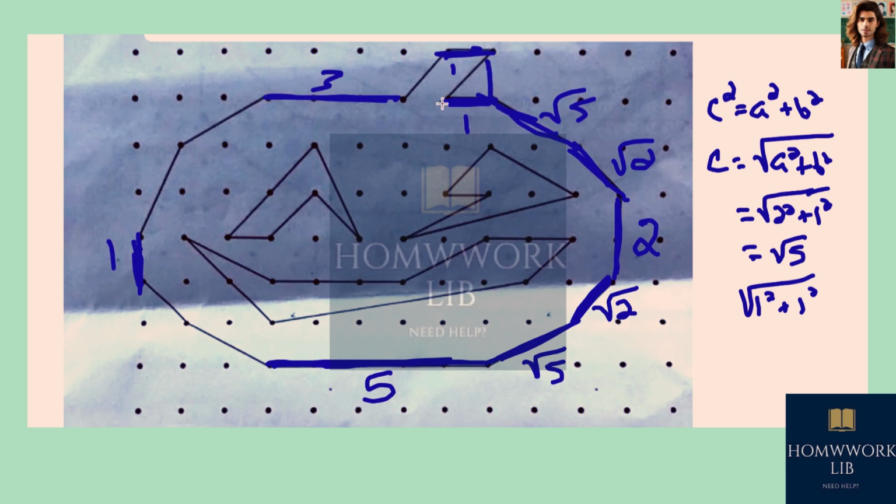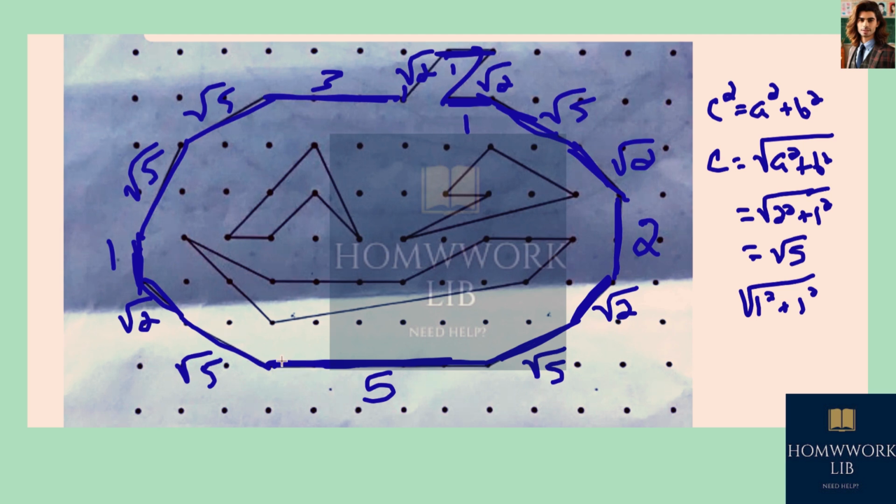Another 1 and 1 is going to be square root of 2. Another square root of 2 here. Another square root of 5 here. And another 1 and 2 into the theorem is square root of 5 again. Square root of 2. And square root of 5.